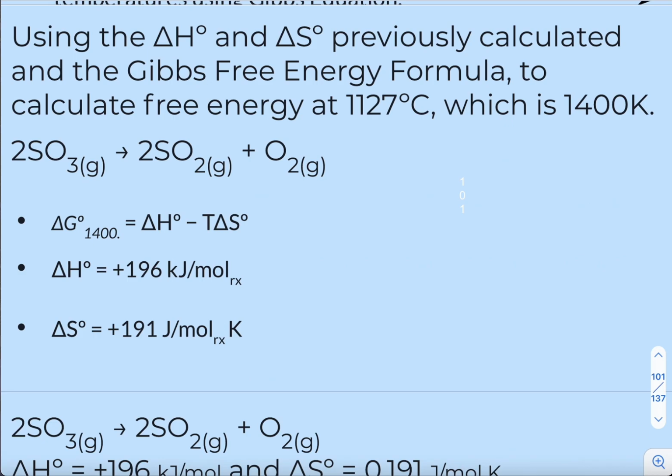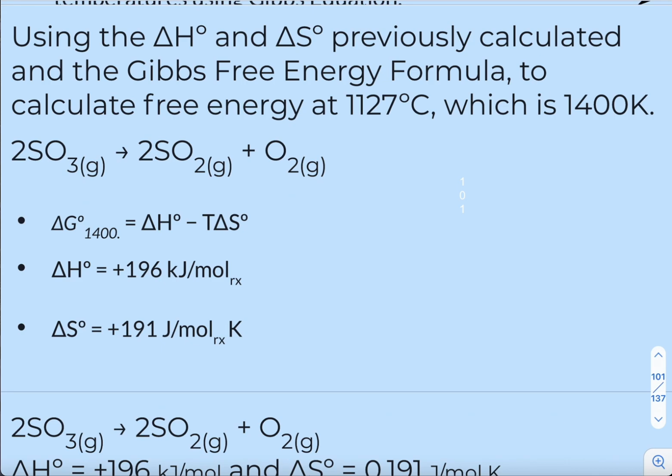So we've done delta H and delta S for this already, so here are those values, okay? And we're going to use the formula to find delta G at 1400 Kelvin, okay? Remember that although we did say 25 degrees Celsius a few times, your temperature for the delta G formula has to be in Kelvin, okay?